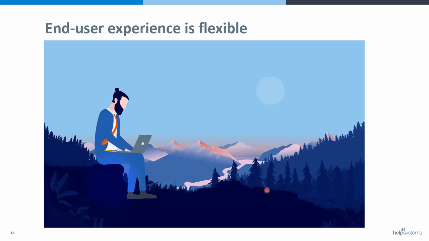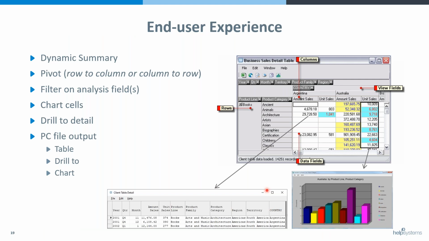Let's talk about this image. Flexible. Now I meant this to be data manipulation flexible, but the image that my marketing people chose I kind of like, because another aspect of the flexibility is where you can do your flexible analysis and manipulation. And it could be done sitting in a beautiful mountain scene like this. But again, flexibility is the key. So the end user experience.